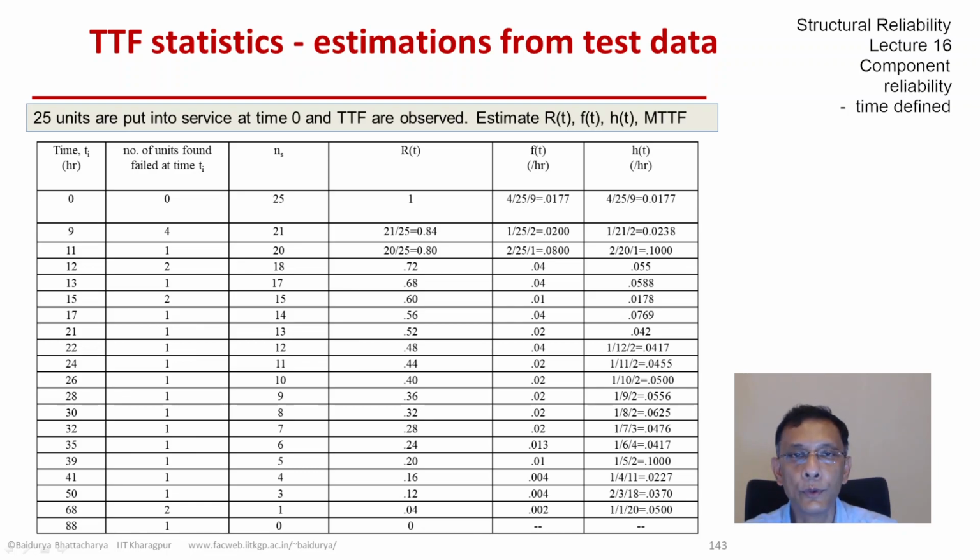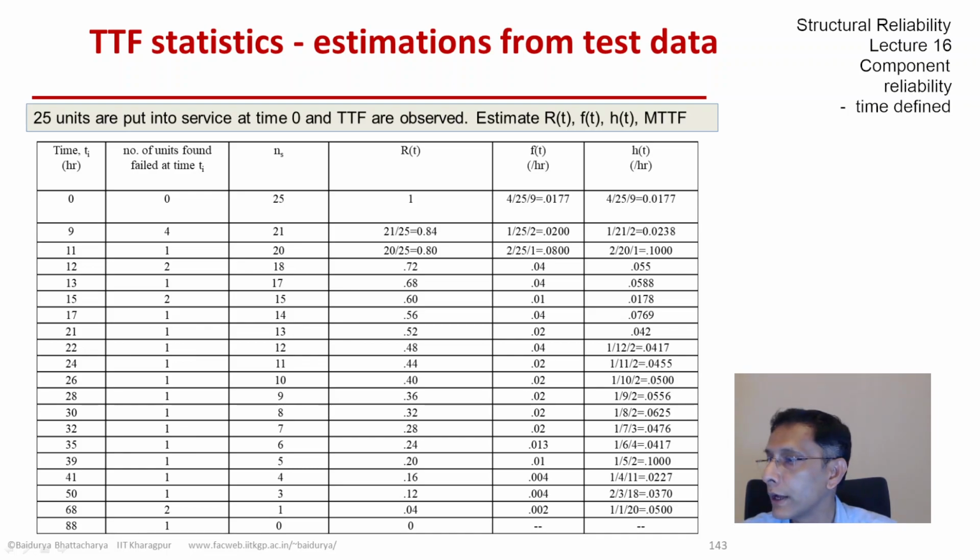And then the density function is evaluated, so two times are involved when we compute the differences. If you look carefully at the very first row under the density function, the 4 is the number of units that have failed between time 0 and time 9 hours. 25 is the N0, the original number of samples, and 9 is the length of the interval, 9 hours. So that's how we continue all the way up to 68, because we can't go beyond that, and that's where the density function is 0.002 per hour.